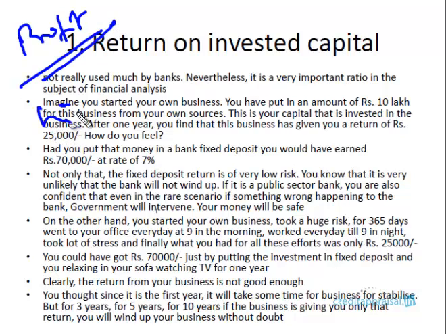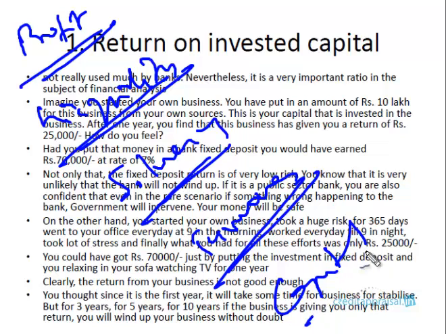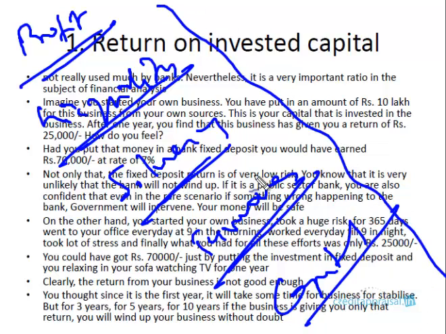Then we have ratios that focus on liquidity. Then we have something called solvency. Then we have ratios called turnover ratios. We have the capital market ratios. So we are going to do this classification shortly, and under each head we are going to study the various ratios. But before that, we'll start with an important ratio.